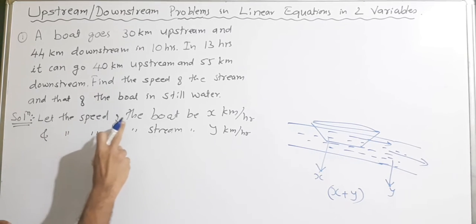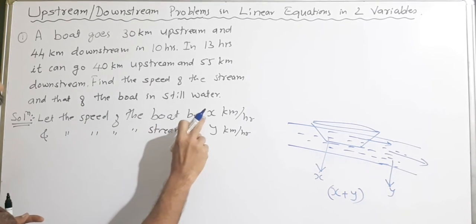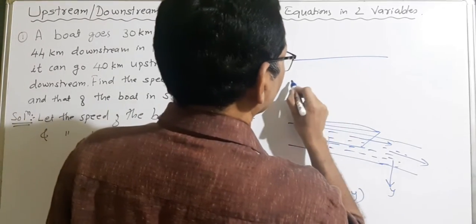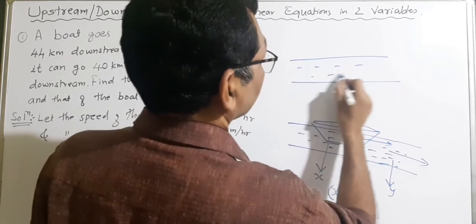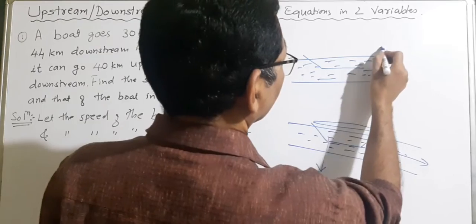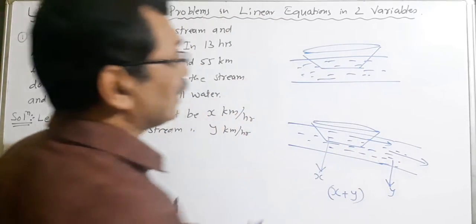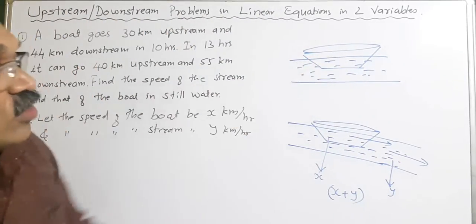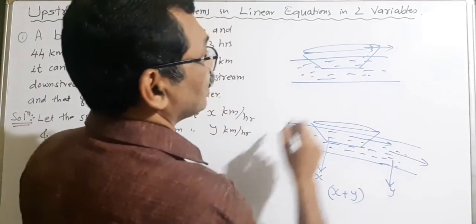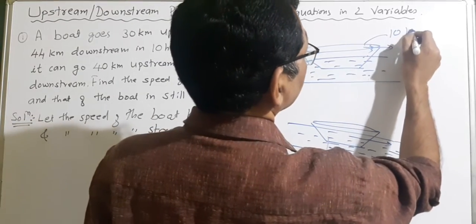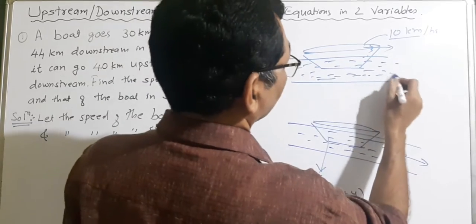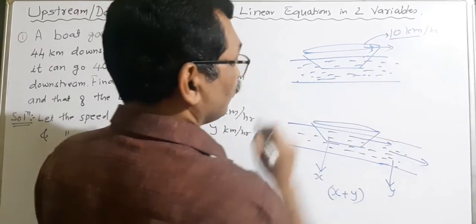Now, we have considered the speed of the boat as x in still water. So suppose water is not flowing. Suppose we have a lake where the water is not flowing, and we have a boat here. Unless we pull or push, this boat will not move. So if you put a motor to it and start it, and suppose the speed of the boat is 10 km per hour, then since water is not moving, it will move at a speed of 10 km per hour.